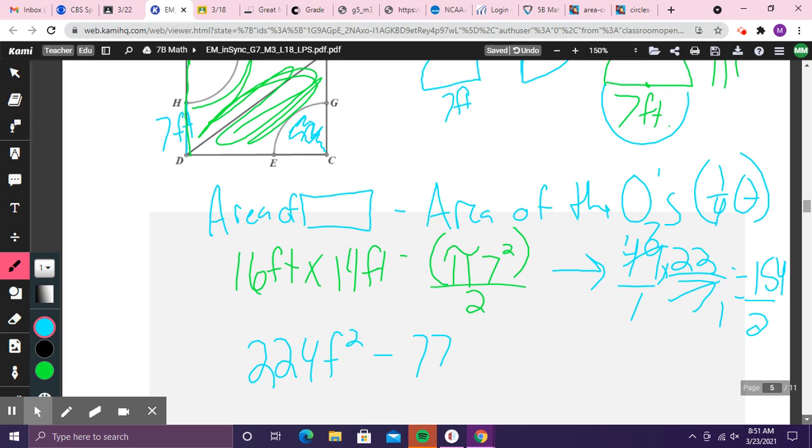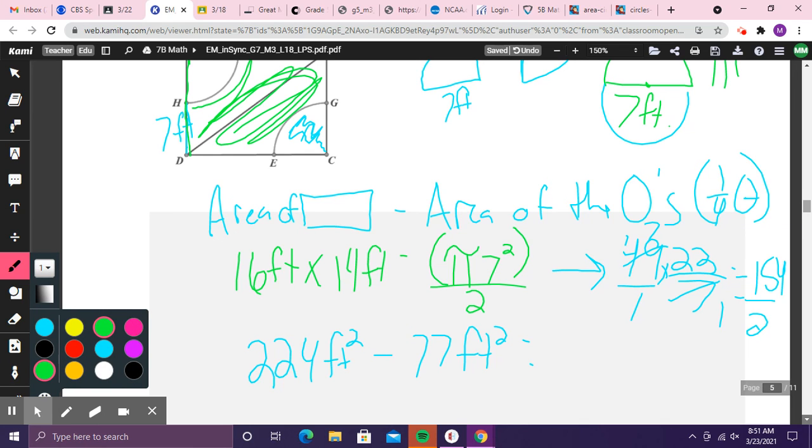So 224 minus 77 square feet. So the area in the green part up at the top is going to be what? If I take 224 minus 77, somebody other than him? 224 minus 77. I'm not going to end up giving you a ton of time on your homework because this one took a long time. Sorry. But 147, and that is my answer: 147 square feet.